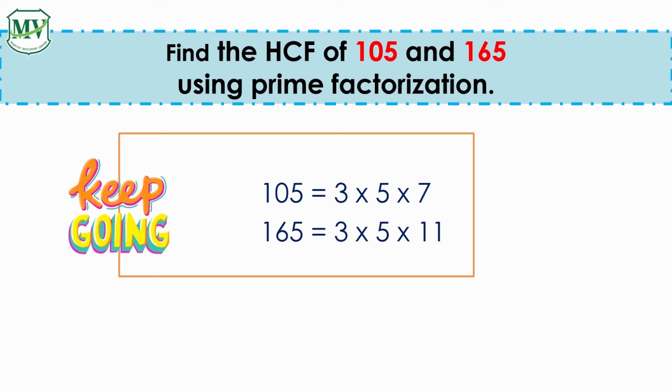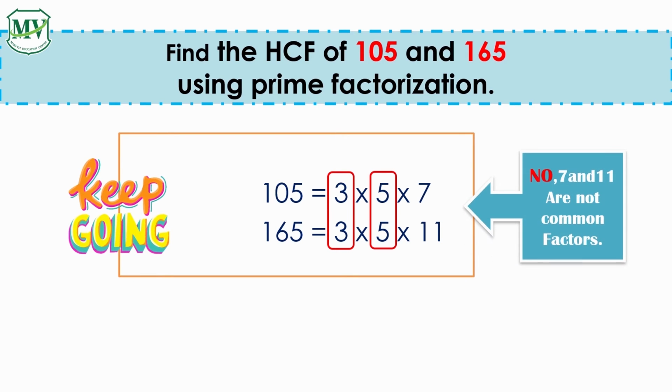What should we do next? You're smart! We will encircle together the common factors. 3 is a common factor. 5 is a common factor, so we will encircle them. Are 7 and 11 common factors? No, 7 and 11 are not common factors.